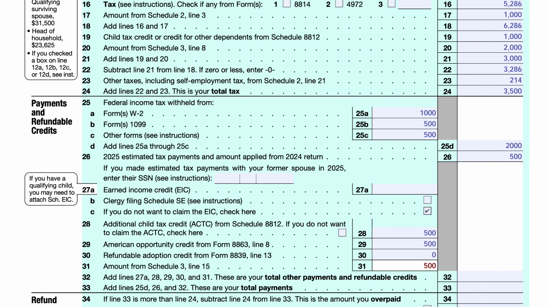So we're going to add up all of these right here, lines 27A through line 31. We get $1,500. And now we're going to add line 25D, line 26, and line 32. And so we get $4,000.